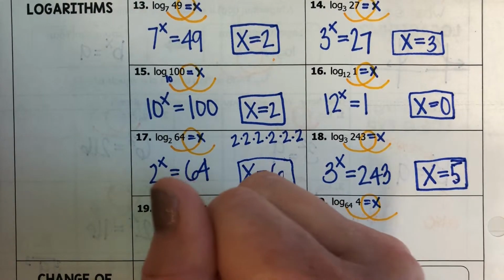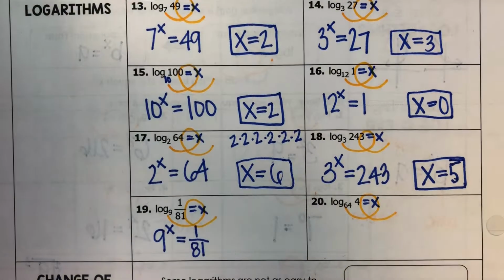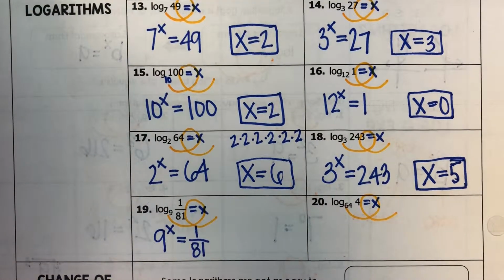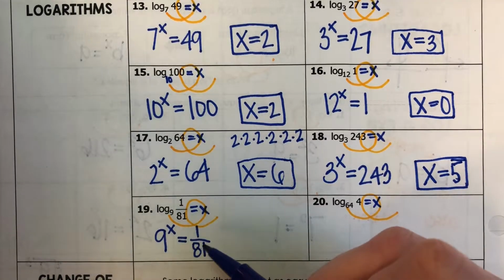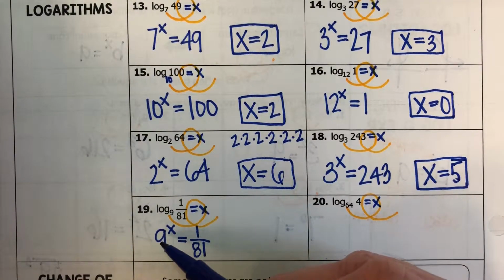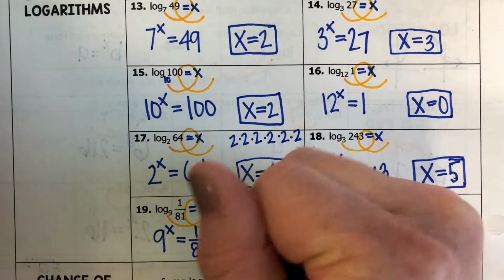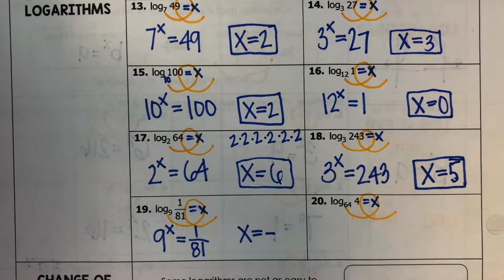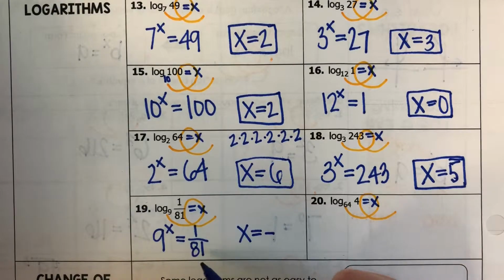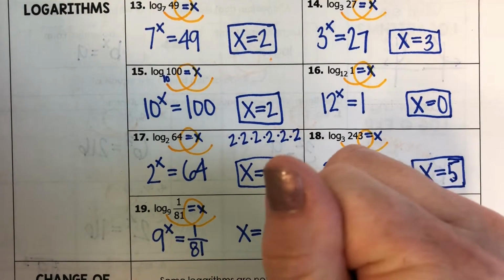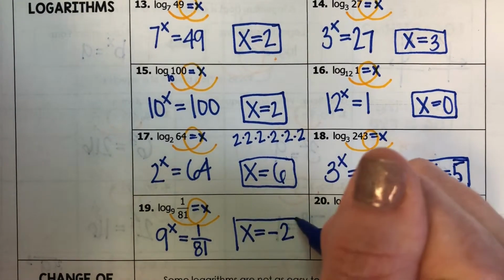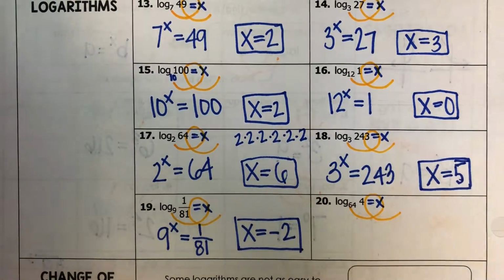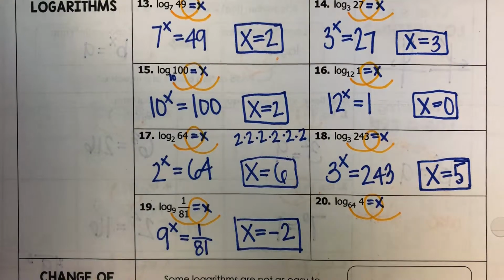All right, right here on number 19, this is going to be 9 to the x power is 1 over 81. Well, just a minute ago, we said that in order to create a fraction, there had to have been a negative exponent, okay? So I know that my x value is going to be negative. 9 to the what power gives me 81, and that would be the second power. So if I do 9 to the second power, that's going to give me 81, okay?